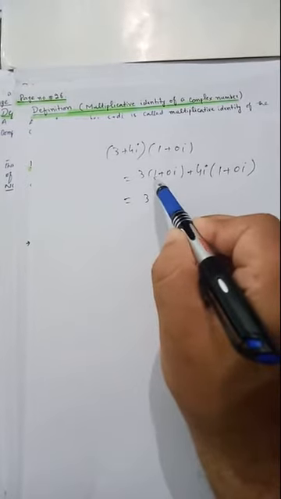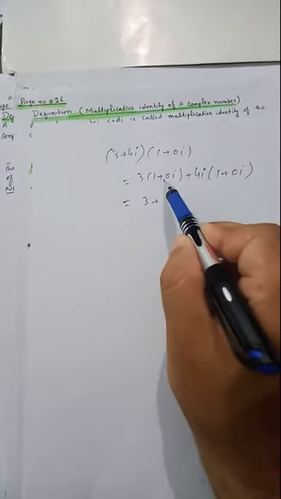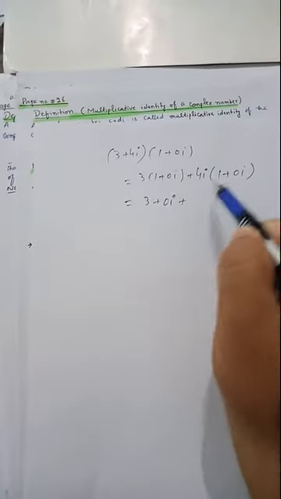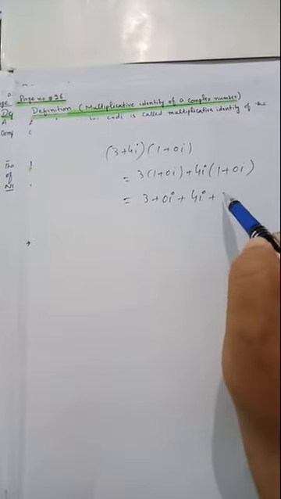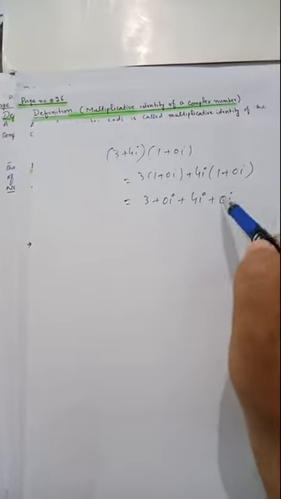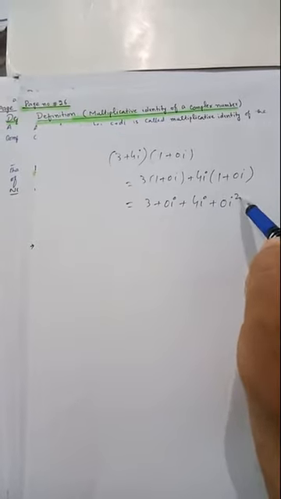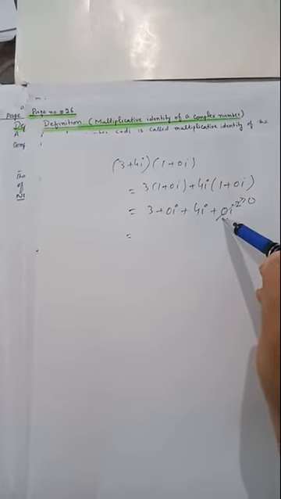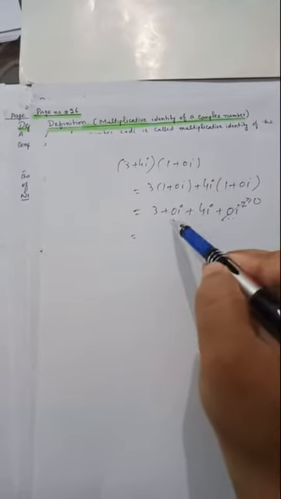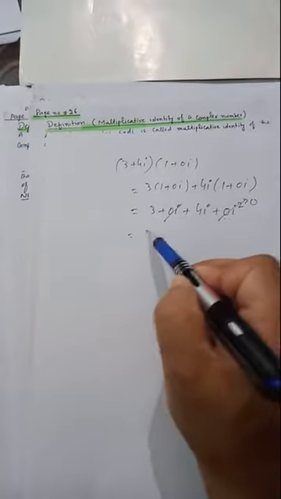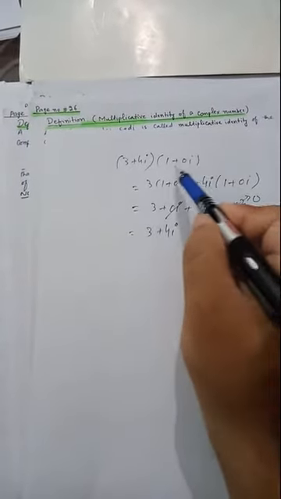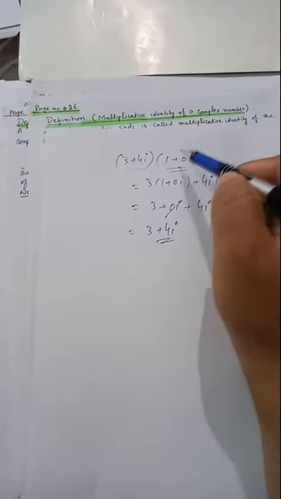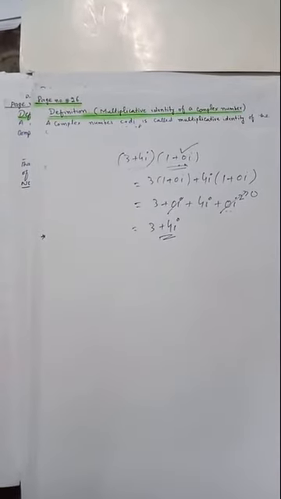3 multiplied by 1 is 3, 3 multiplied by 0 iota is 0 iota. 4 multiplied by 1 is 4 iota, and 4 iota multiplied by 0 iota gives 0 iota square. Iota square is minus 1, multiplied by 0 you get 0, and 0 iota means nothing, so you will get 3 plus 4 iota. Or if you multiply from the left to this number, you will get again 3 plus 4 iota. So according to the definition, this 1 plus 0 iota is called the multiplicative identity.